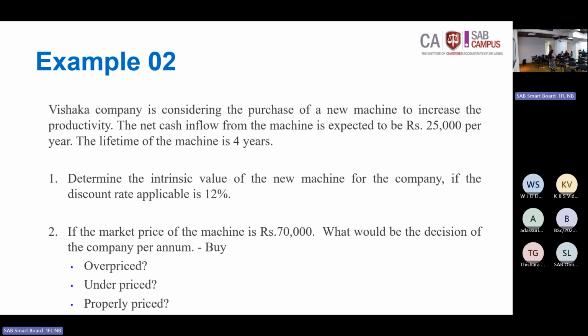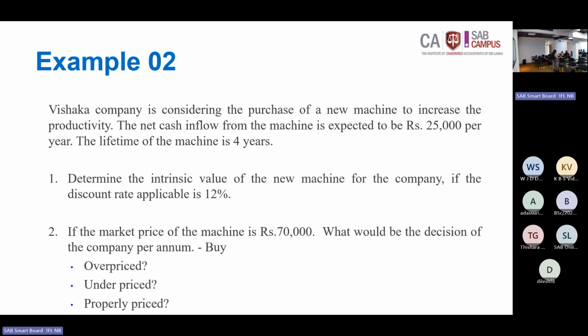What is this? Same cash flow during 4 years. What is this? This is a, yes, exactly, very good. It's an annuity. Right? If it is an annuity, do we need to take the present value one by one? No, we don't need to.